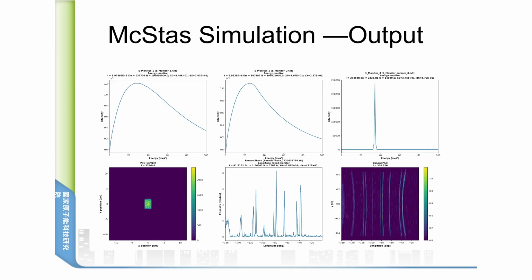The figure shows the output from MXTAS simulations. In addition to outputting data from various neutron monitors and detectors, MXTAS also generates value files for each monitor, enabling users to perform further data processing. The 6 small plots from top left to bottom right are as follows: neutron energy spectrum at the guide entrance, neutron energy spectrum at the guide exit, neutron energy spectrum at the sample stage, 2D neutron monitor results at the sample stage, 1D neutron detector results for silver powder diffraction, and 2D neutron detector spatial distribution of neutrons.